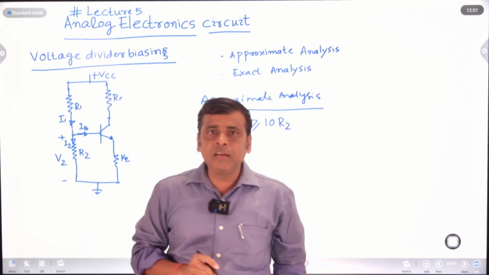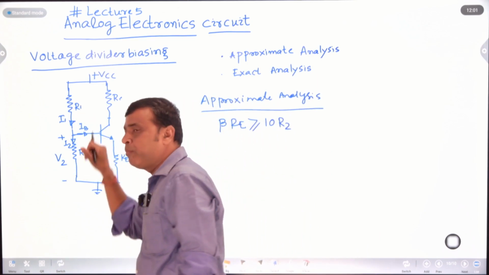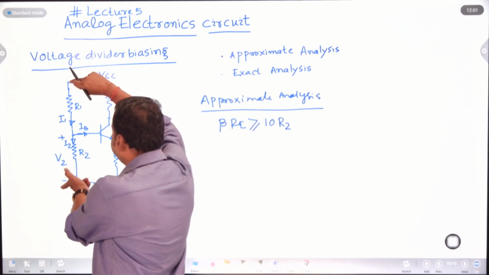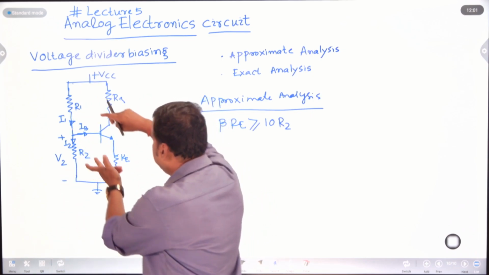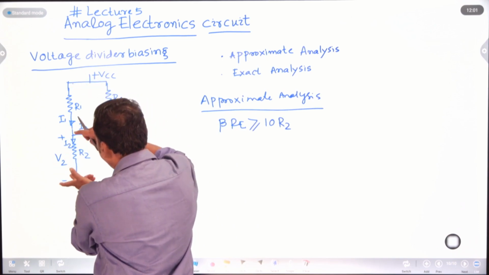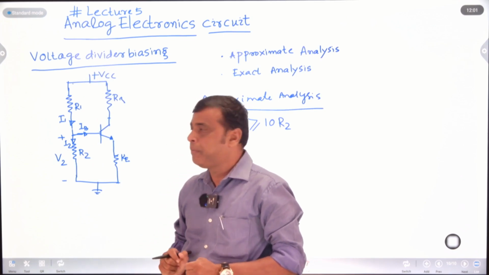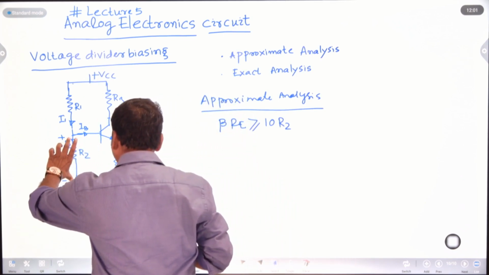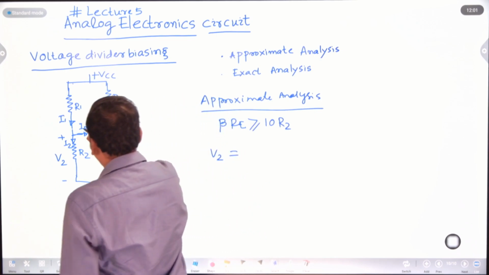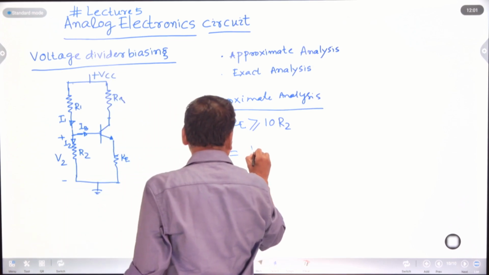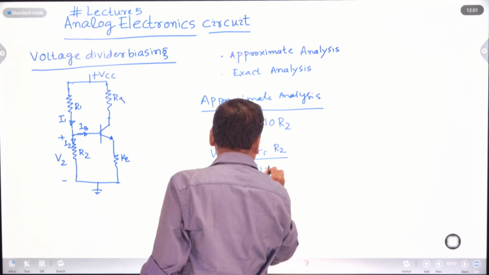In the approximate analysis, we neglect the base current IB, so I1 equals I2, R1 and R2 become series, and the total voltage is VCC. Then we calculate the value of V2. The voltage across R1 is V1, the voltage across R2 is V2, so V1 plus V2 is VCC. First of all, we have to calculate V2. V2 equals VCC into R2 divided by R1 plus R2.